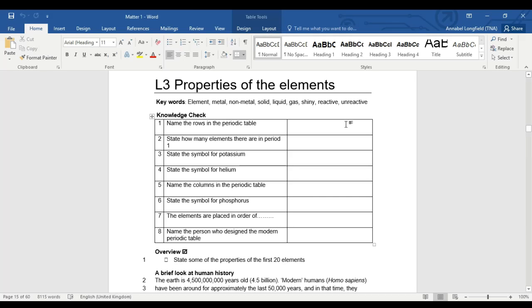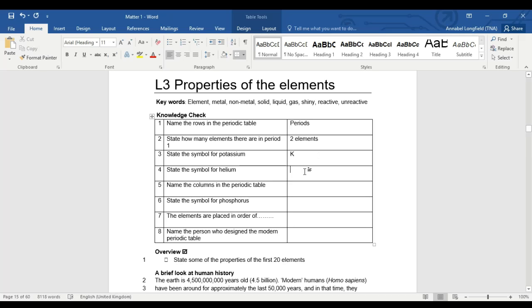The rows on the periodic table are called periods. The amount of elements in period 1 is 2 elements. The symbol for potassium is actually capital K. Make sure that it is a capital, because when we use symbols for elements, the first letter is always a capital letter.